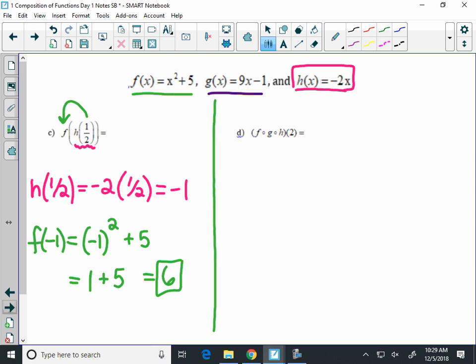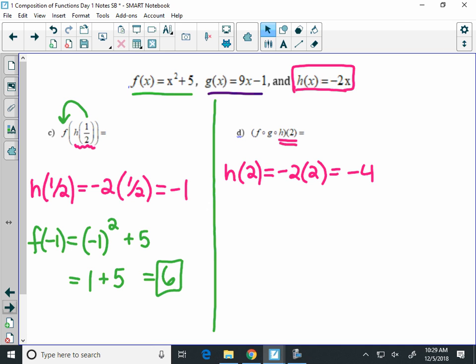All right, now D is tricky. D says f of g of h of 2. So it actually uses all 3 functions here. We're going to start on the right. Farthest to the right is h of 2. So that's my first job. Let's find h of 2. I'm going to put 2 into h. I have negative 2 times 2, which equals negative 4. So you're good there. That negative 4 now goes into the function directly to the left, which is g. So I want to find g of negative 4.